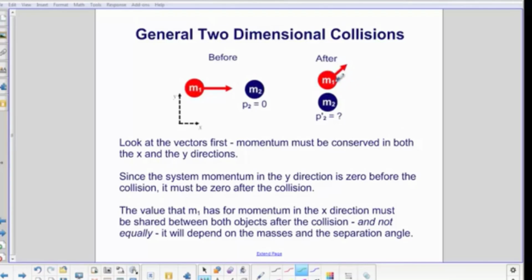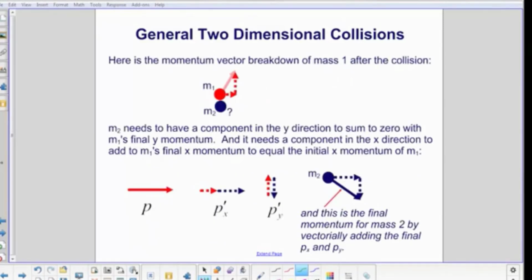See this angle here, m1 makes an angle with respect to x, and then m2 we're anticipating will move something like that. Let's sketch in the vectors. Mass 1 we know moves up in that direction, so we know it has a component of momentum in this direction, which we write over here, and it also has a component in the y direction, and that's what this is right here. So now let's look at what m2 has to do.